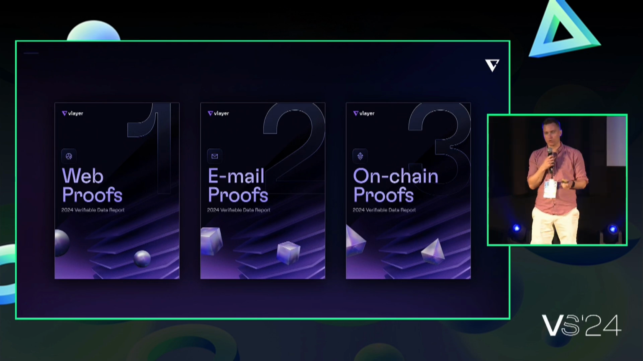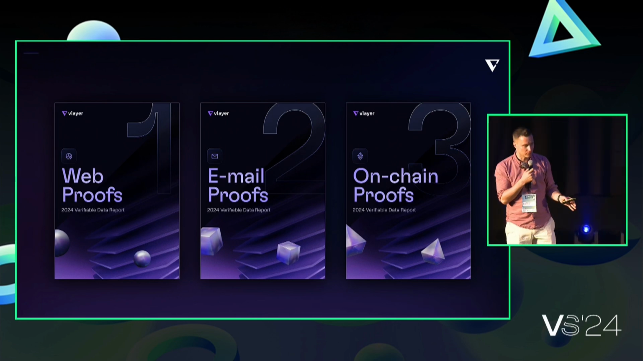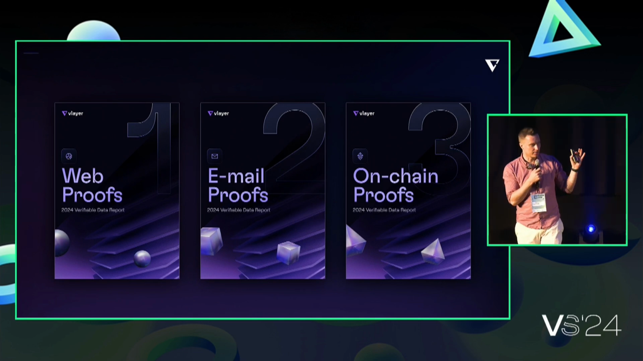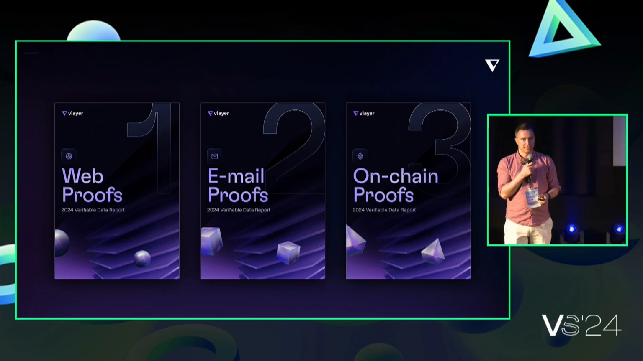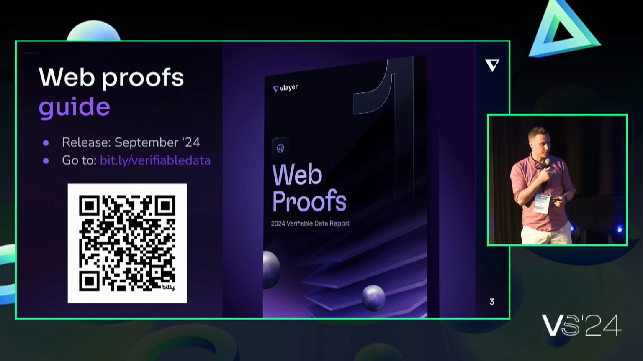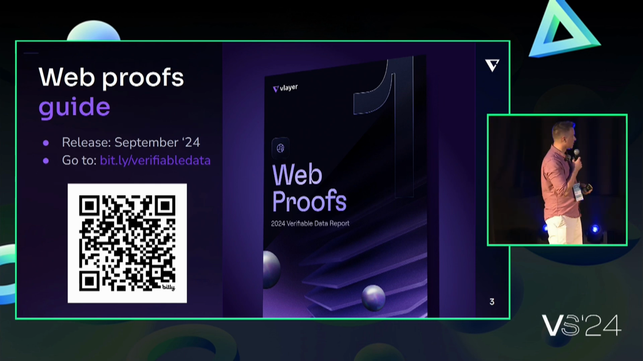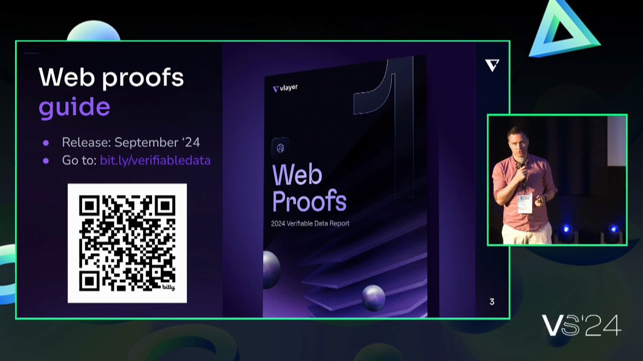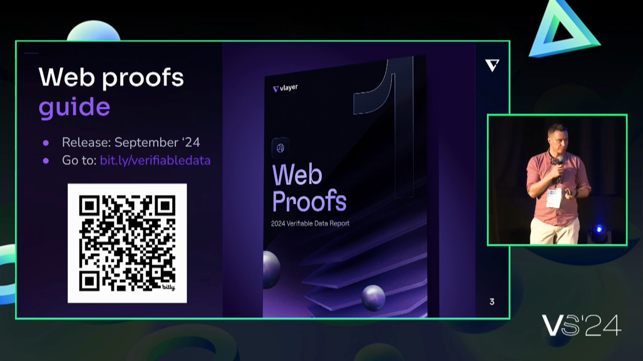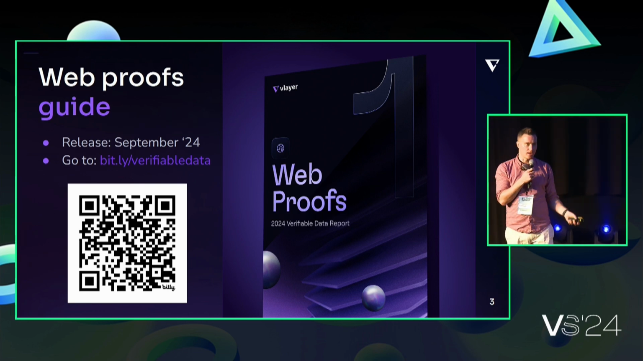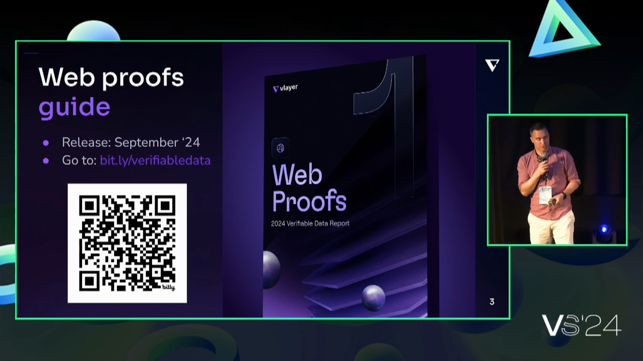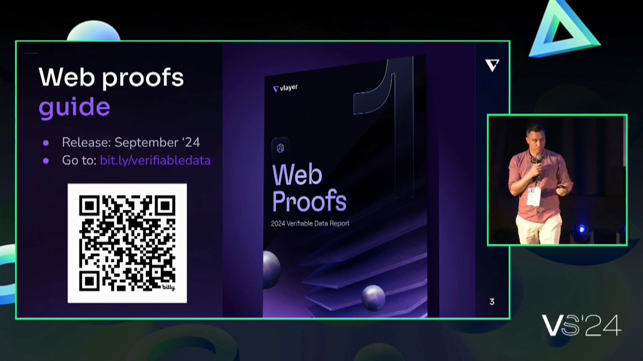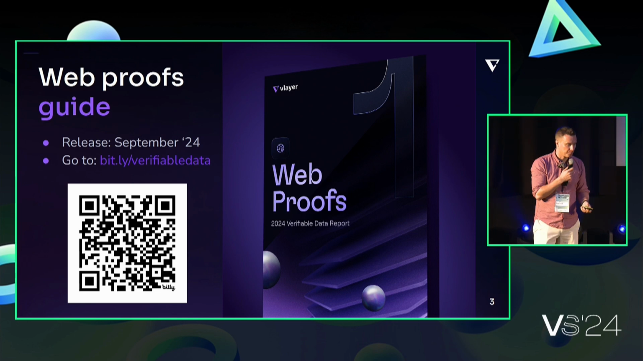And I wanna just mention that we're working on a 3-part report on verifiable data, and the web proofs is gonna be the first part. Then we're gonna talk about email proofs, and then on-chain proofs. So that's coming soon. The first part is coming this month. If you would like to be notified when it comes out, you can leave your mail under the link or scan the QR code. We're gonna go in detail about what the web proofs are, how we believe they're gonna change the blockchain and the Ethereum and the wider blockchain ecosystem. So yeah, stay tuned.